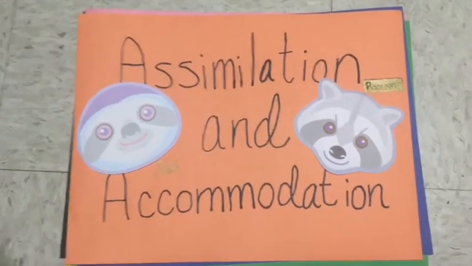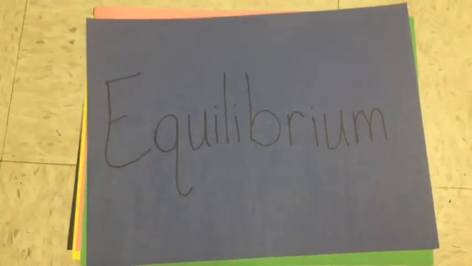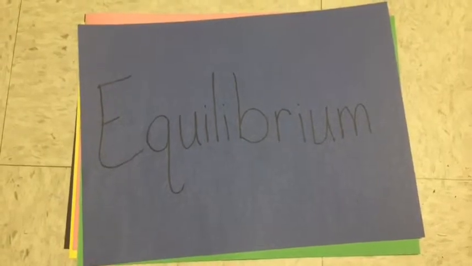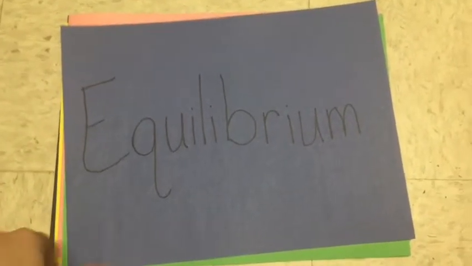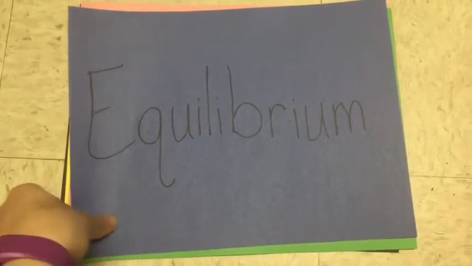After accommodation has occurred, the child will experience what is called equilibrium. Equilibrium occurs when a new schema is created from an existing schema after the process of assimilation and accommodation.